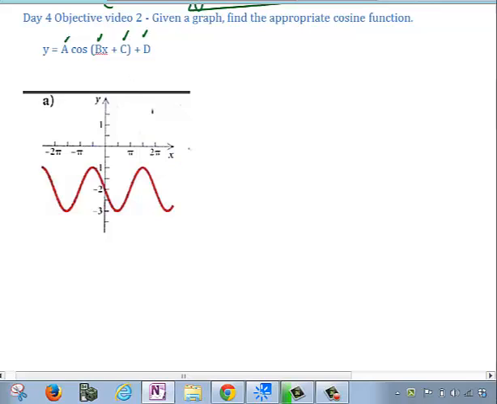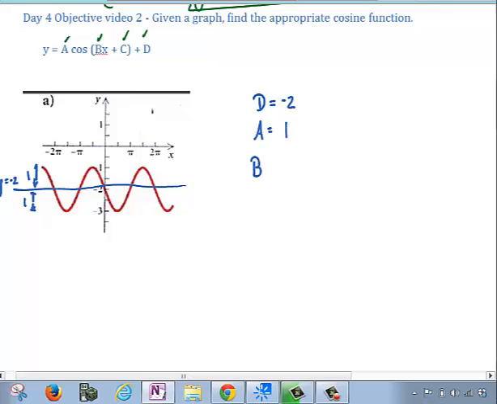Just like we did before, the first thing we do is draw our midline. So in blue, I'm going to draw the midline right through y equals -2. This is the same function we had before. Remember, the amplitude is how much up and down from the midline we get. So the amplitude value is equal to 1. I'm going to write over here again, the midline was -2, the d value. The amplitude is equal to 1.